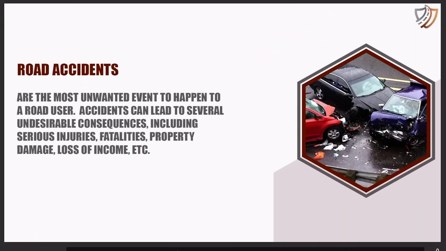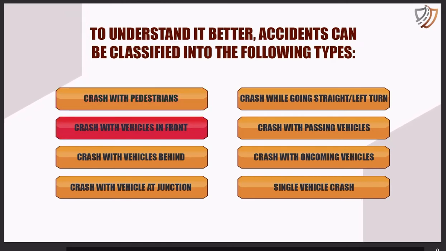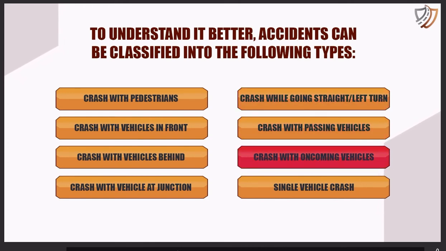Road accidents are the most unwanted event to happen to a road user. Accidents can lead to several undesirable consequences, including serious injuries, fatalities, property damage, loss of income, etc. To understand it better, accidents can be classified into the following types: crash with pedestrians, crash with vehicles in front, crash with vehicles behind, crash with vehicle at junction, crash while going straight or left turn, crash with passing vehicles, crash with oncoming vehicles, single vehicle crash.